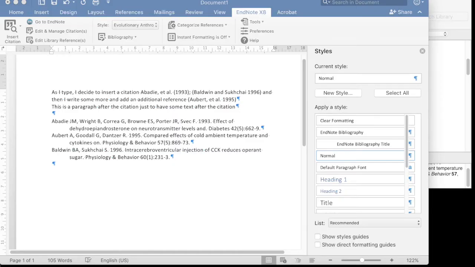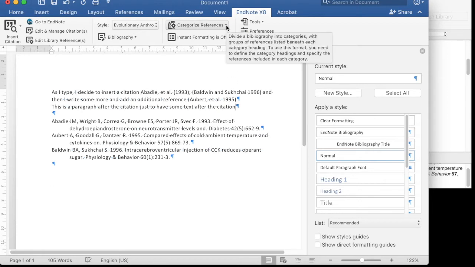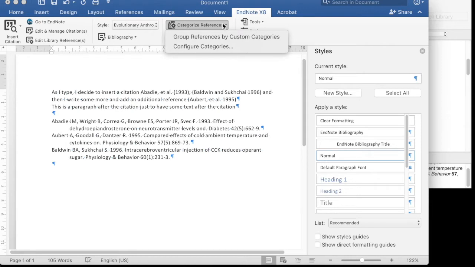Kia ora. IT training, University of Otago, talking about categorising references in bibliographies using Endnote X8 for the Macintosh in Word 2016. When you have references in a Word document, you can categorise them into separate sections in the bibliography.